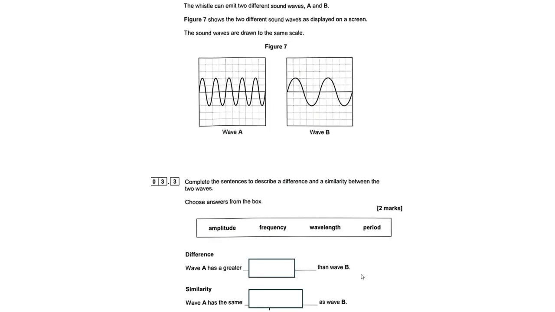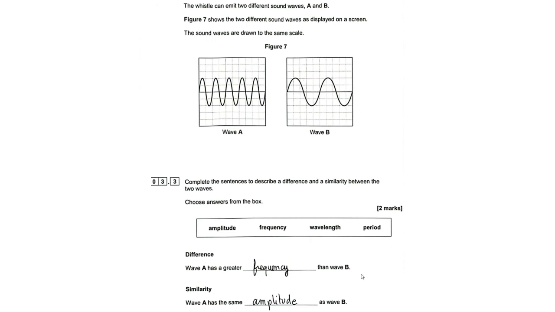The whistle can emit two different sound waves, A and B. We have to compare wave A and wave B. Wave A has a greater frequency than wave B, okay? The waves are a lot closer to each other, which means you have more waves passing by per second in A than in B. Wave A has the same amplitude, the same height as wave B. And remember, frequency is measured in hertz, amplitude is not really measured in anything, but the loudness is measured in decibels. So both sounds have the same loudness, but they don't have the same pitch because they don't have the same frequency.